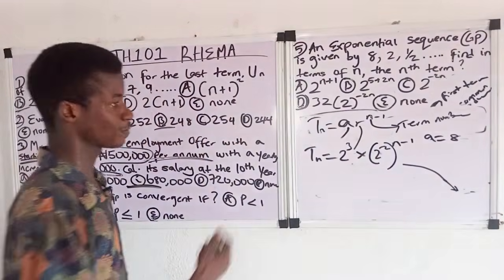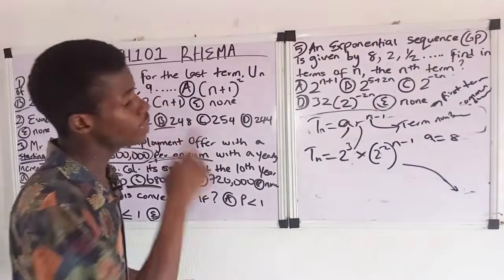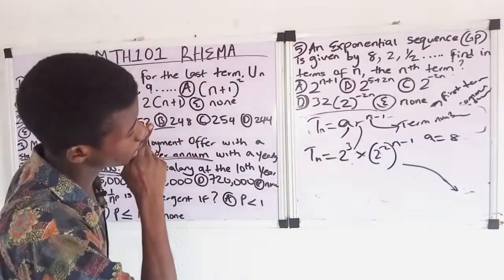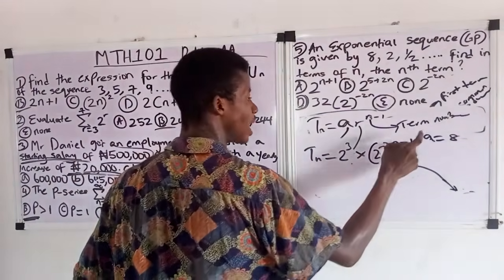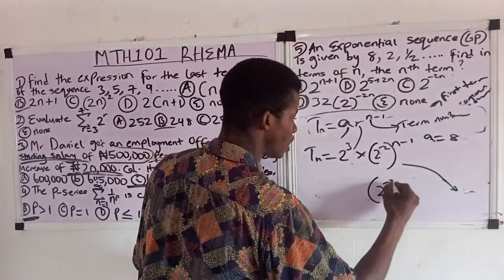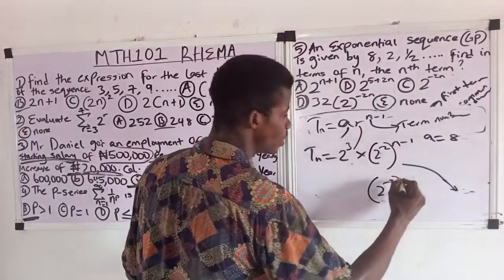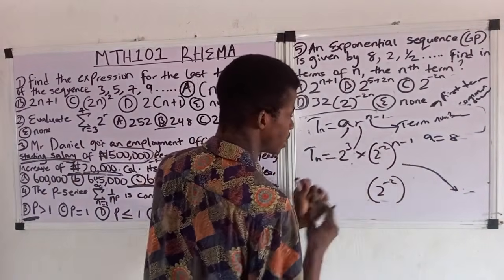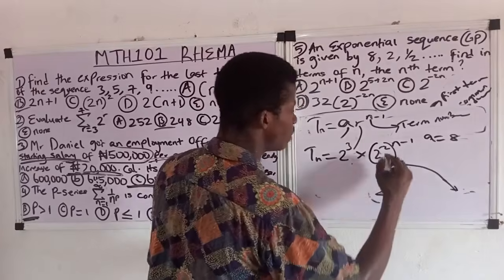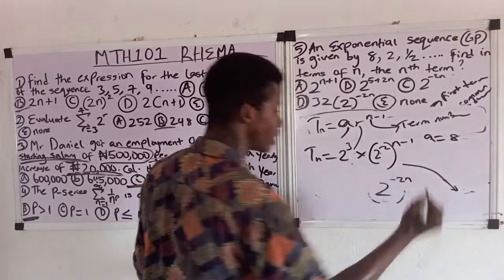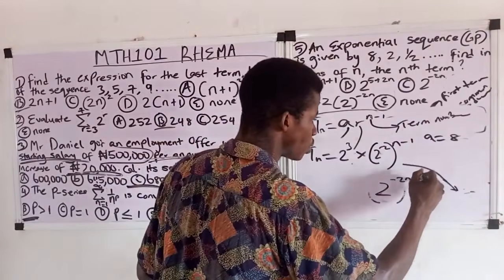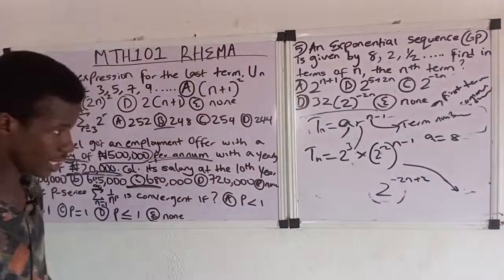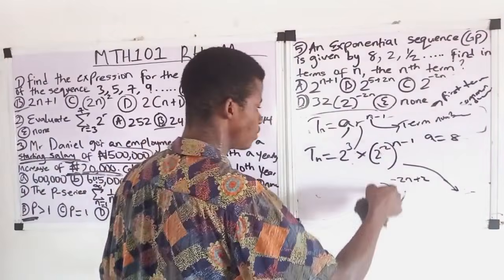Yes. Now if we continue, okay. Now if we continue, minus 2 times n will give us minus 2n, right? Yes. Then minus 2 times minus 1 will give us plus 2, right? Yes. Minus 2 times n will give us minus 2n.